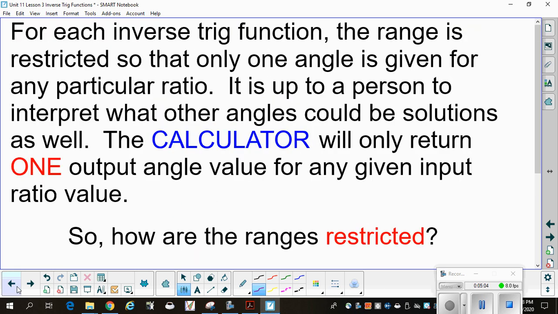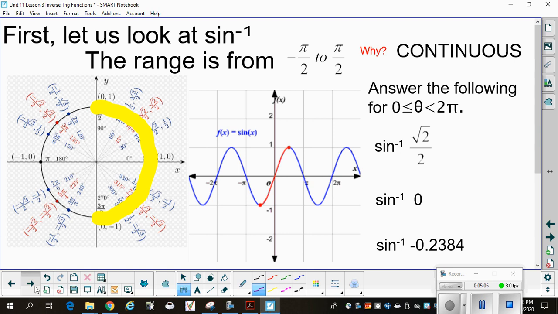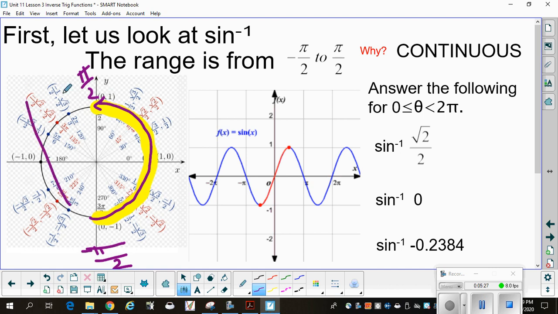How are these ranges restricted? Well, I just showed you on the sine, but let's look at it again. We go from negative pi over 2 up to pi over 2. Right, so we go all the way this way. And the reason is, again, these over here repeat. Now, why is it negative pi over 2 and not 3 pi over 2? Well, because what we want is a continuous flow for our function.